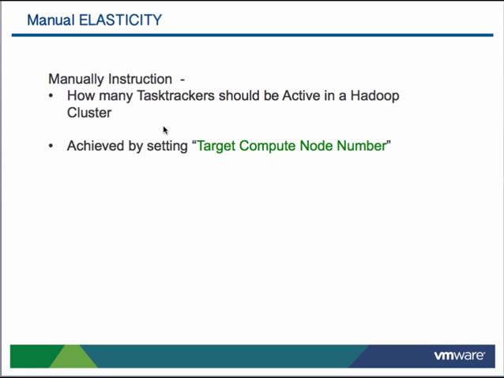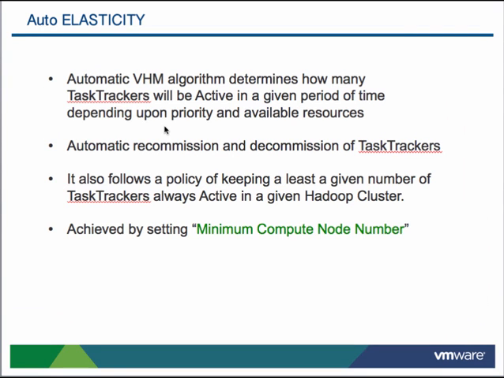One is manual elasticity: how many task trackers should be active in a Hadoop cluster, setting a target compute node number. There is another kind of elasticity which is called auto-elasticity, which means the automatic VHM algorithm determines how many task trackers will be active in a given period of time, depending upon priority and available resources in the whole system. Automatic recommission and decommission of task trackers will be happening by this algorithm.